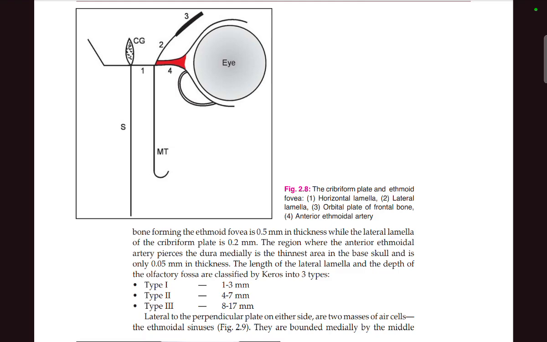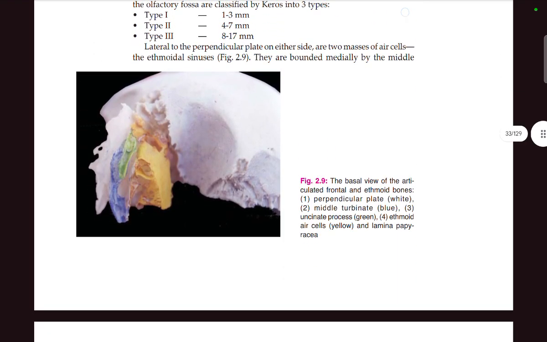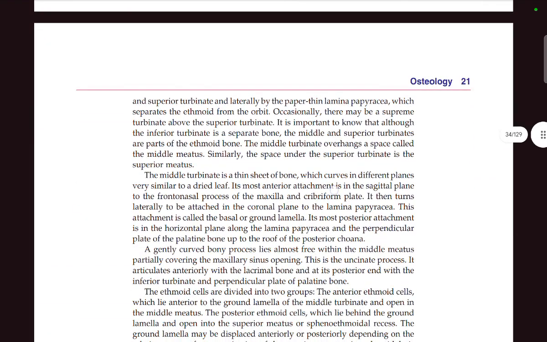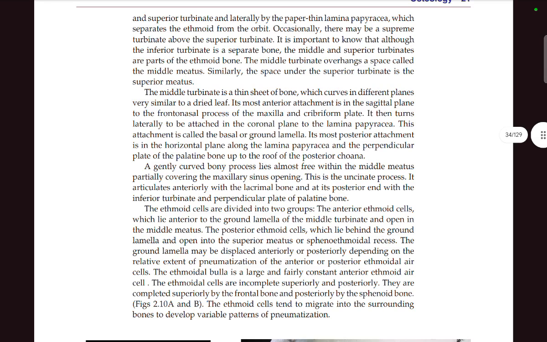They are bounded medially by the middle and superior turbinate and laterally by the paper thin lamina papyracea, which separates the ethmoid from the orbit. Occasionally, there may be a supreme turbinate above the superior turbinate. It is important to know that although the inferior turbinate is a separate bone, the middle and superior turbinates are parts of the ethmoid bone.